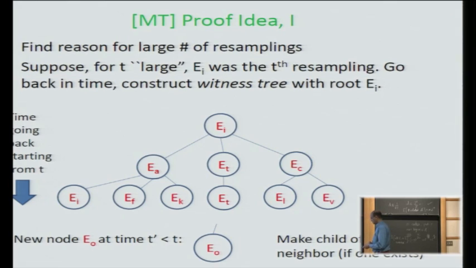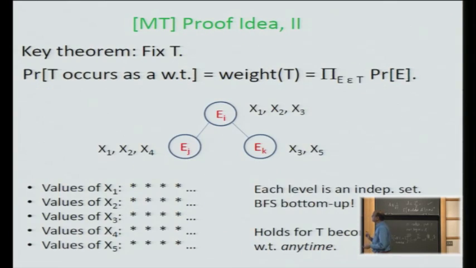So now, here is the key. I think the key contribution of Moser-Tardos is the following: fix any particular tree t. Again, without any edge labelings, and where you don't care about the left to right ordering in any particular level.